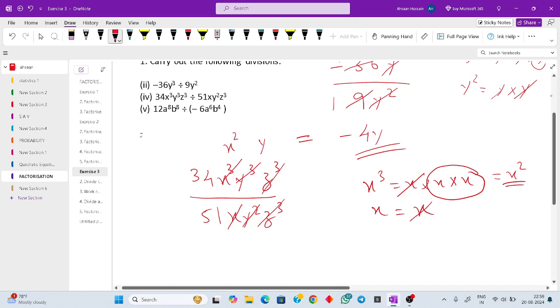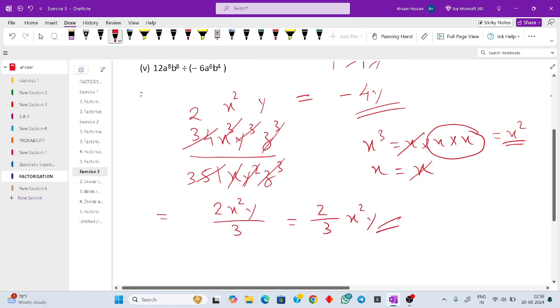And 34 and 51 are multiples of 17. So 17 two times and 17 three times. So the answer will be twice x square y by 3, or you can write 2 by 3 x square y.